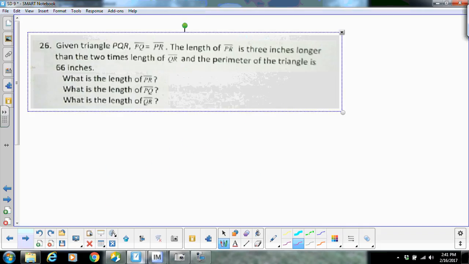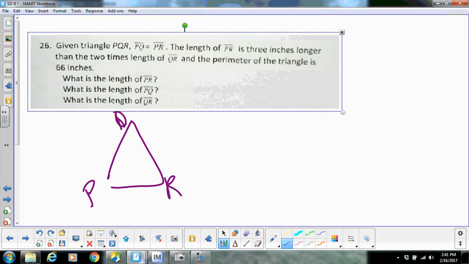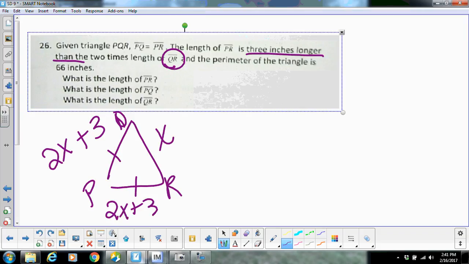All right, number 26 is a triangle problem. So I'm going to draw it first, making my P, my Q, and my R. It tells me that PQ is equal to PR. PR is 3 inches longer than 2 times the length of QR. So QR is going to be our x, and then 3 inches longer than 2 times the length of, so that would be 2x plus 3. And since these are congruent, they will both be the same.